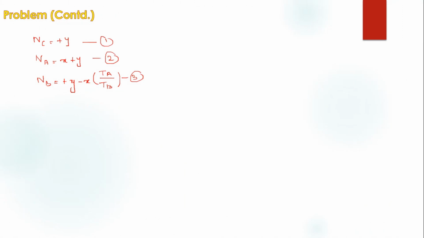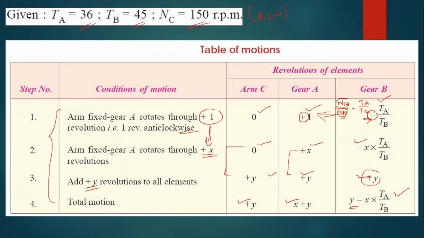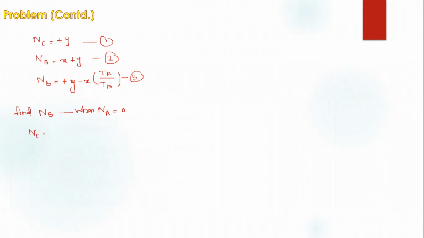The first question: find the speed of B when A is fixed. So now NC equals 150 RPM anti-clockwise direction, which means a positive value. So NC equals plus y, so NC equals 150 RPM. Now NA is fixed, which means there is no revolution for speed A, gear A. So substitute 0 for NA. So 0 equals x plus 150 RPM. So x equals minus 150 RPM. This is the value of x.